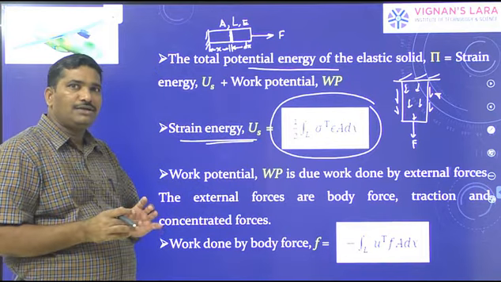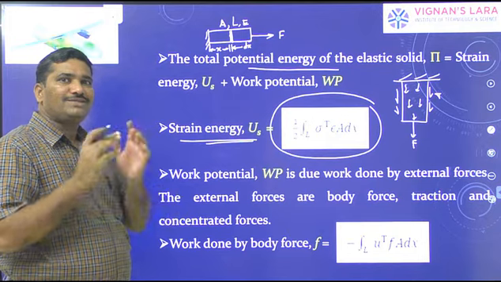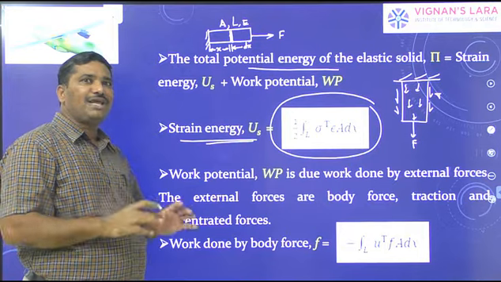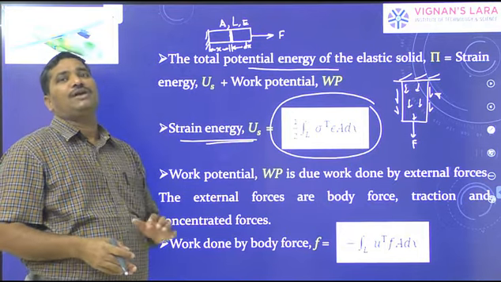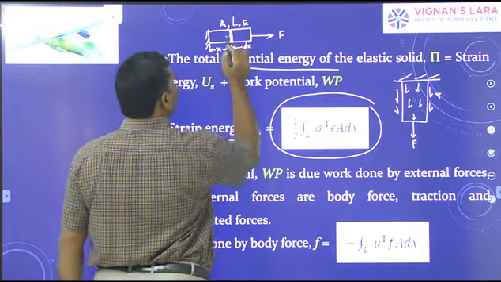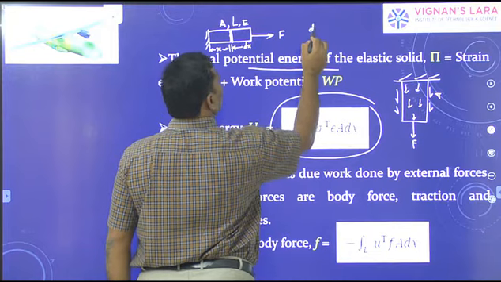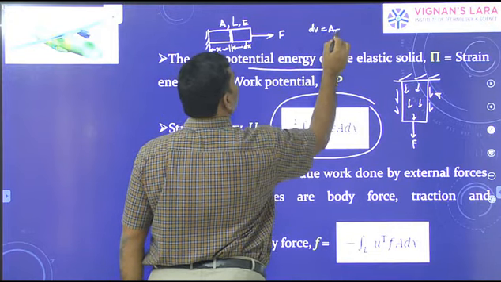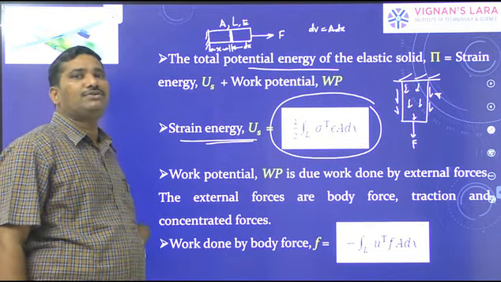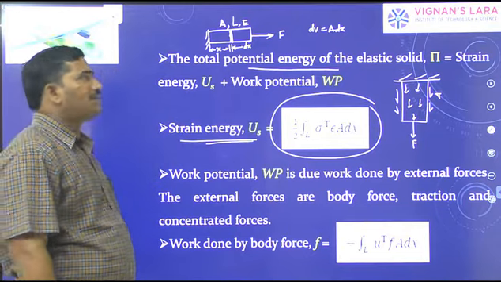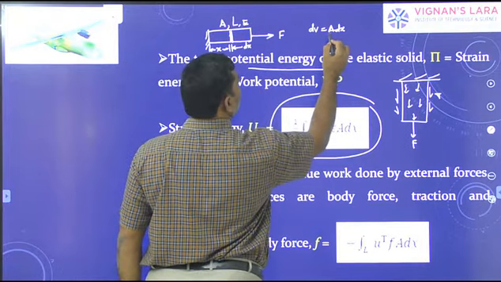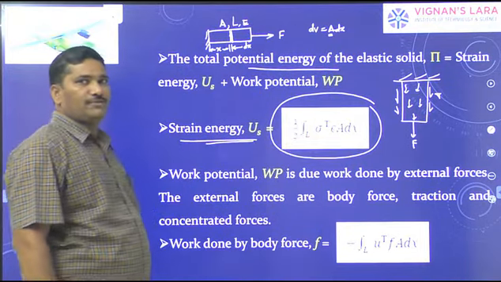If you determine an expression for the strain energy stored in this element, you can also use it to determine the strain energy stored in the entire elastic solid. How? That we see now. Here, the volume of this infinitesimal element is denoted by dV, which equals A into dx, where dV is the differential volume of the infinitesimal element, and the cross-section area is the same throughout the length of the bar. Therefore, it is constant, only x is variable.